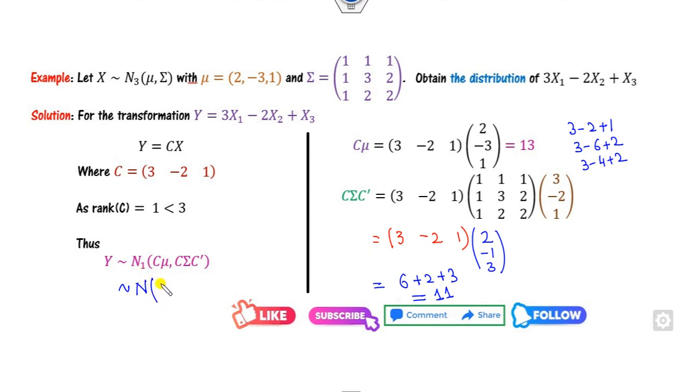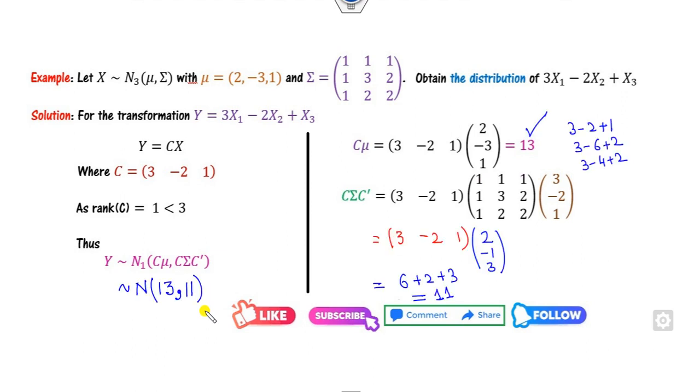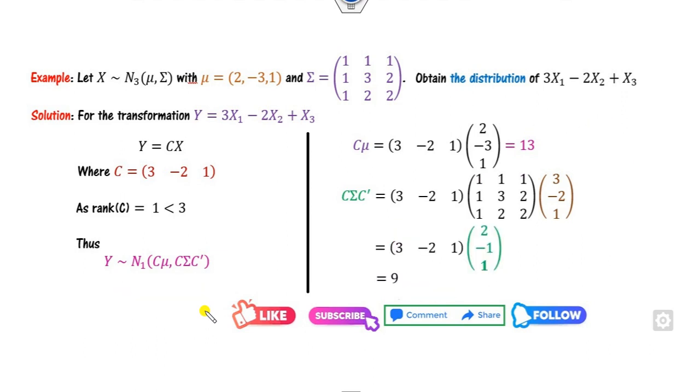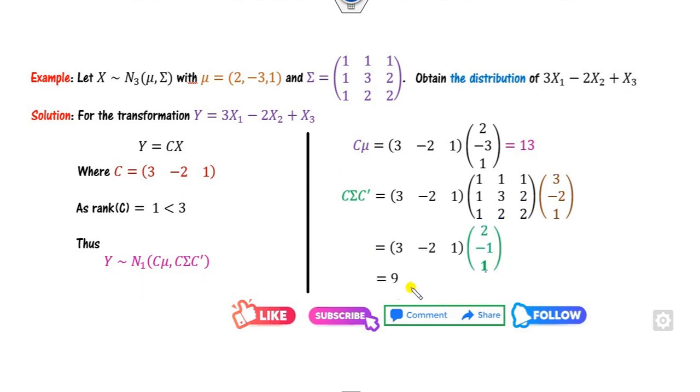That's a one dimension normal distribution with the mean 13 and variance my 11. This is a variance. It's a 9. It is my 1. I compute as a 3. So let me check. It's a 3. It's a minus 4, plus 2. Yes, it's a 1. Sorry. It's a minus 1, plus 1. It's a 1. So if it is a 1, then it's a 9. So you can get the normal distribution 13, 9.